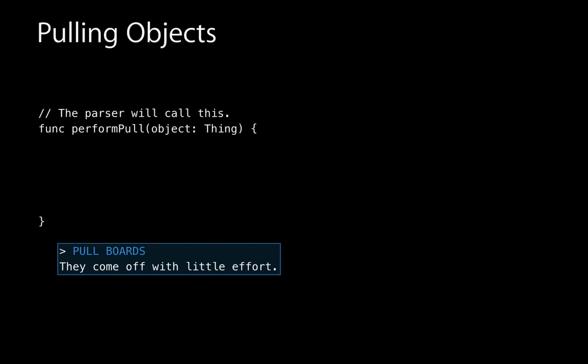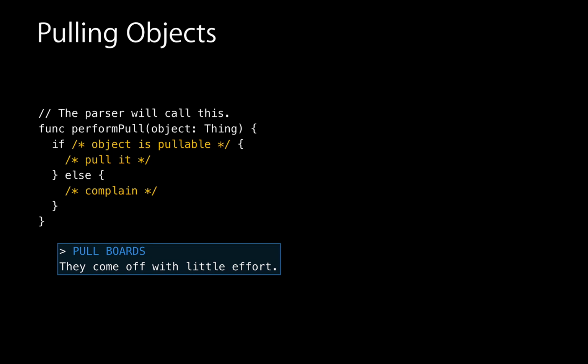My game, when the user types in pull boards, is going to hand that string off to the parser, which will break it down and find out the verb pull and look around for an object called boards. Let's take over from that part. We're going to implement a function that takes in a resolved object and implements the pull command on it. Well, how do we want that to work at a high level? If the object is pullable, we want to pull it, and otherwise we're going to print out some sort of error message saying, hey, look, you can't pull this thing.